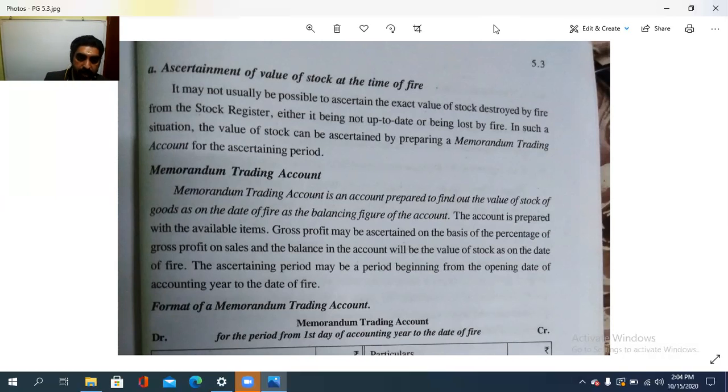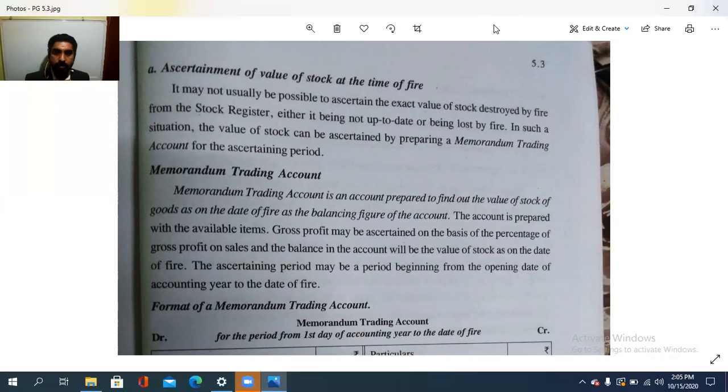So what is that? Memorandum trading account is an account prepared to find out the value of the stock of the goods as on the date of the fire as the balancing figure of the account. അതിന്റെ balancing figure ആയിരിക്കും അതിന്റെ net value of the figure. Clear? Net value of the stock.